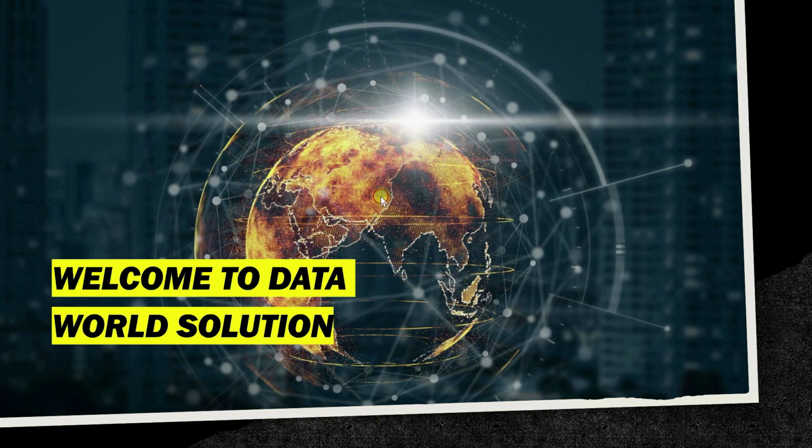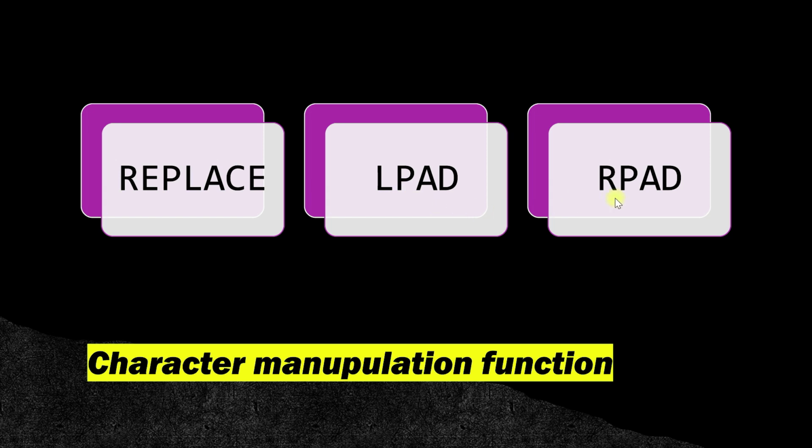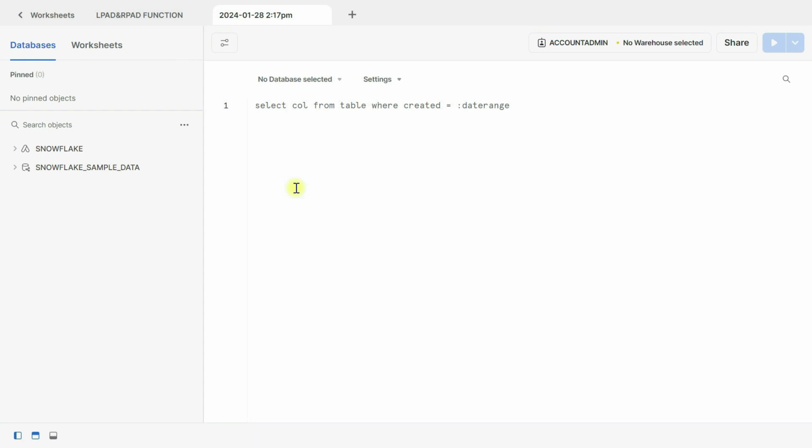In this video, we will learn about the REPLACE function, LPAD function, and RPAD function. These are character manipulation functions. Now let us start. Here I am using a free trial Snowflake account, and this is my Snowsight web UI. How to set up a free trial account? I already prepared a video on this. You can check it from the playlist.